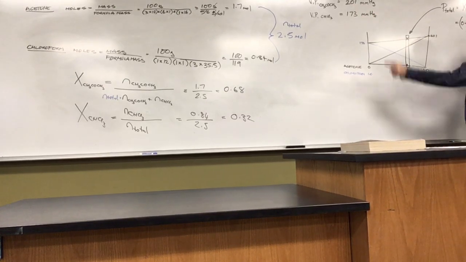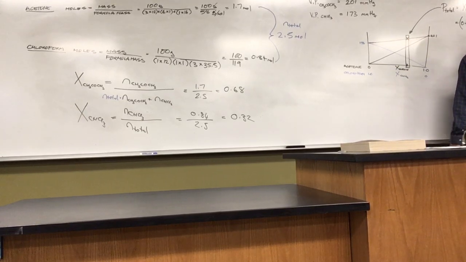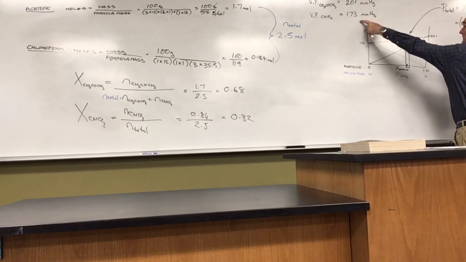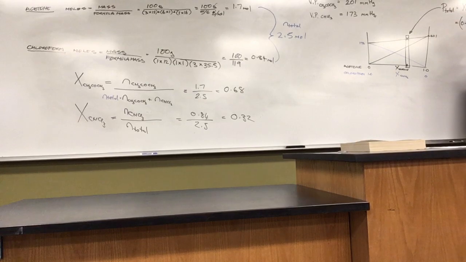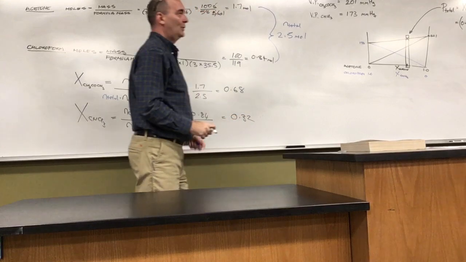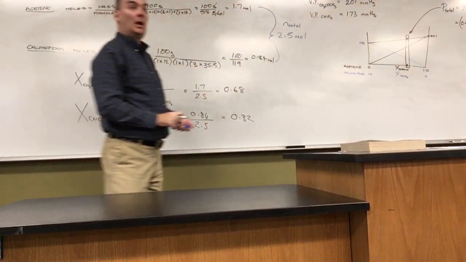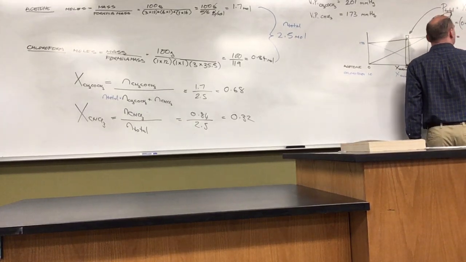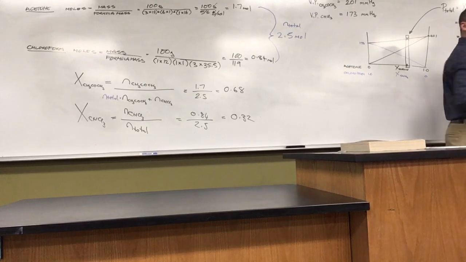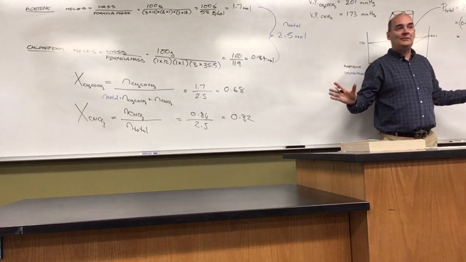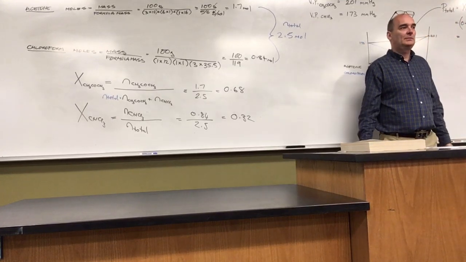plus the mole fraction of chloroform times its pure vapor pressure, 173. So my 0.68 times 201 plus 0.32 times 173. And this will give me an answer that is in whichever units I use, because mole fraction doesn't have units. It's just a relative number. It's like percentage, it doesn't have units.